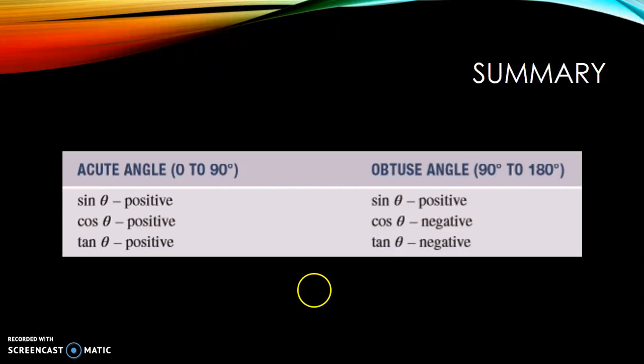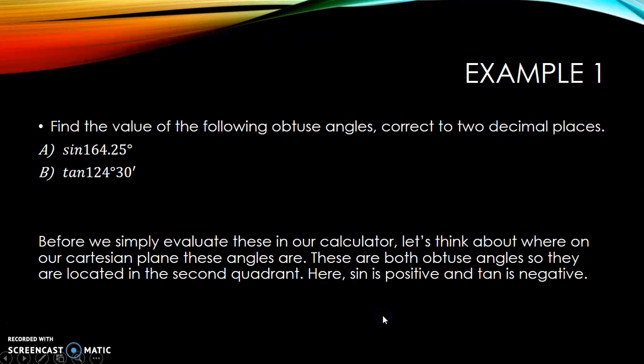And here's just a little summary. So acute angles, all are positive. Obtuse angles, only sine is positive. Now we'll have a look at some examples. Find the value of the following obtuse angles correct to 2 decimal places.